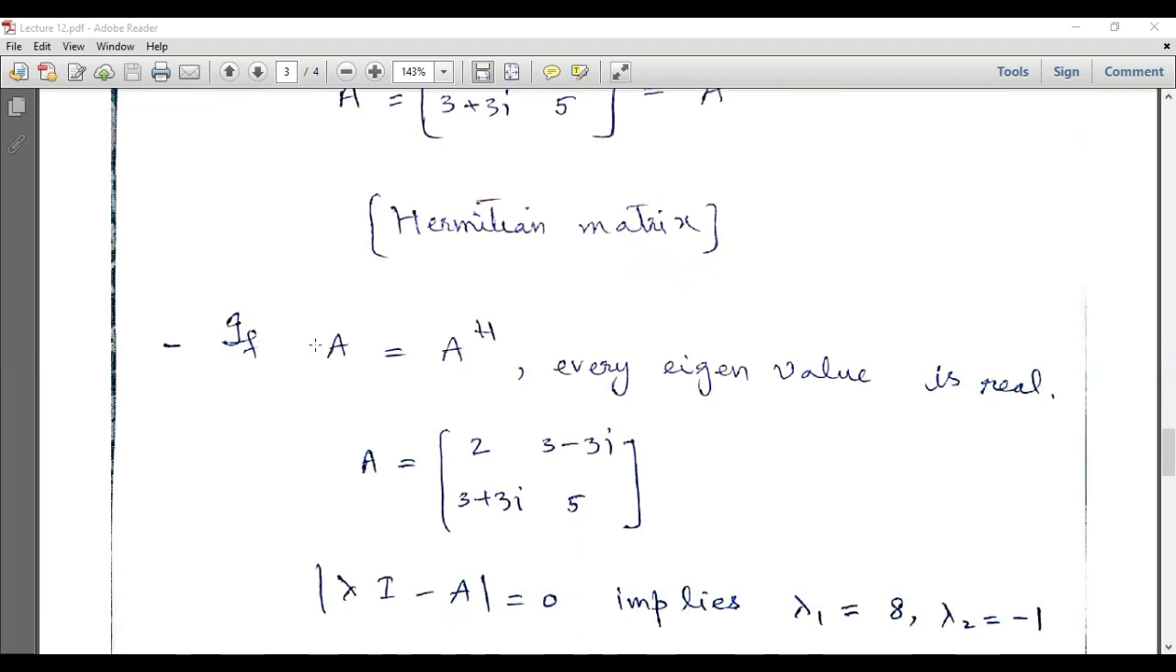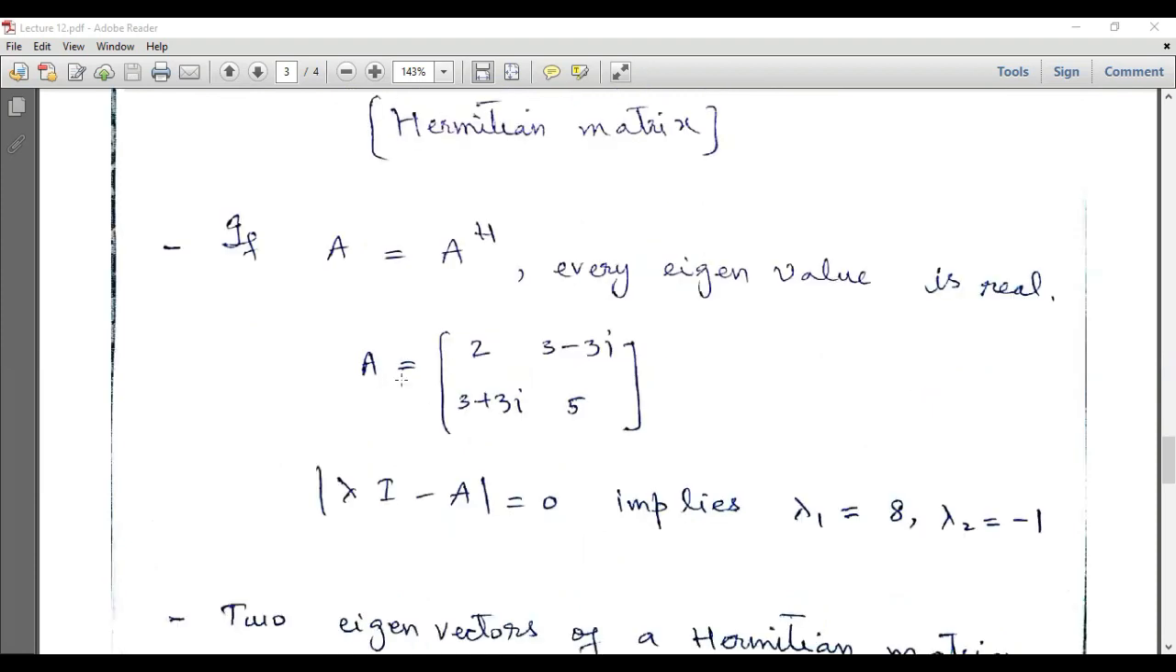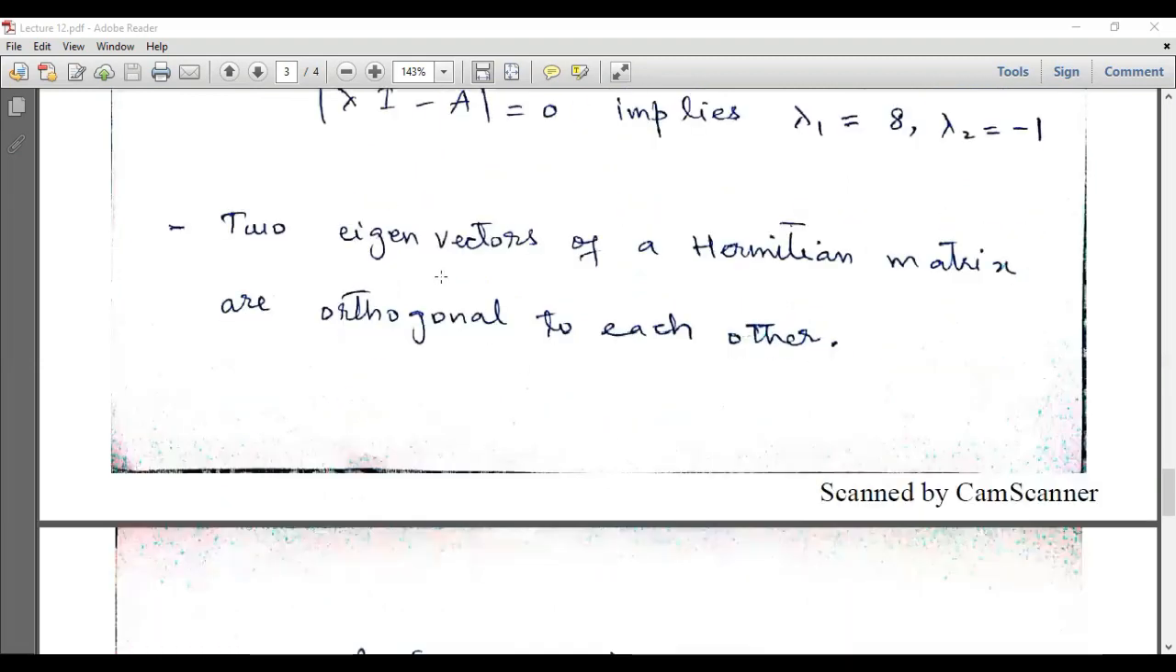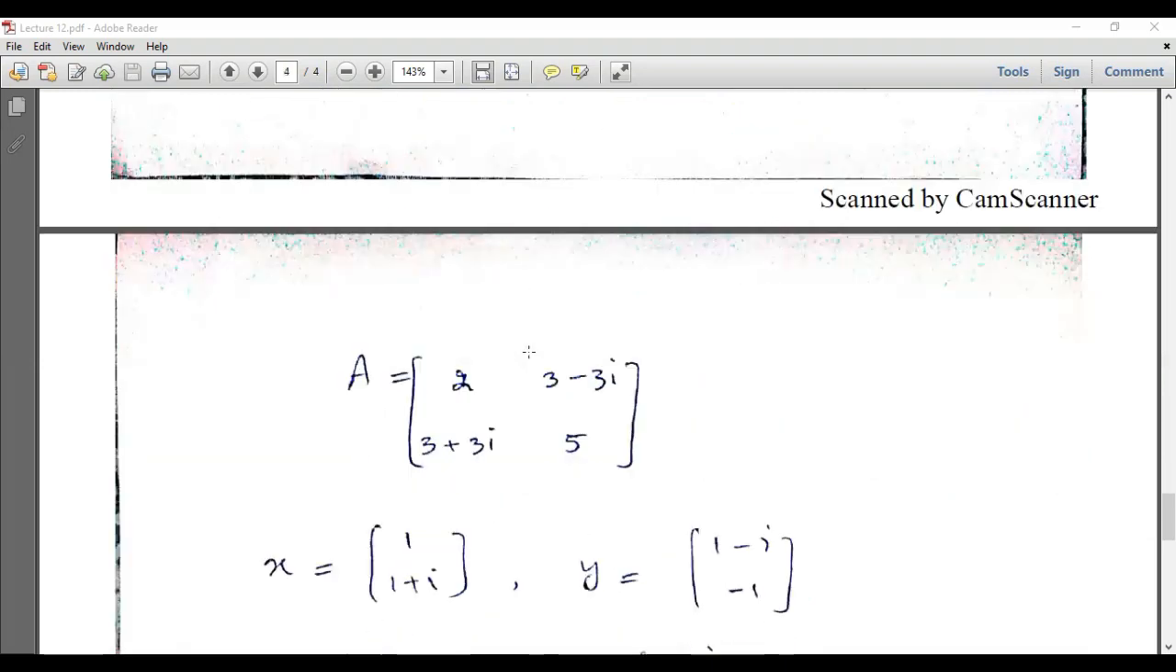So if we have a Hermitian matrix, right? If A is equal to A Hermitian, then every eigenvalue is a real number, right? So this is an example of a Hermitian matrix. Now, if you evaluate the eigenvalues of this matrix, you will see that lambda 1 is equal to 8, and the second eigenvalue lambda 2 is equal to minus 1. So these two eigenvalues are real numbers. So this is another important property. And two eigenvectors of a Hermitian matrix are orthogonal to each other. This is another important property. The two eigenvectors of a Hermitian matrix are always orthogonal to each other.